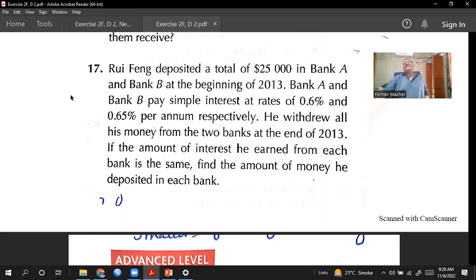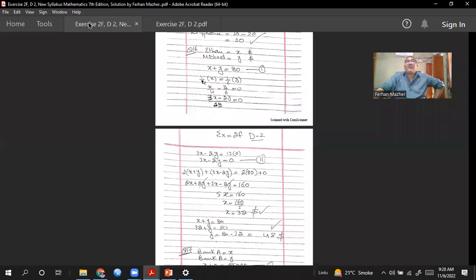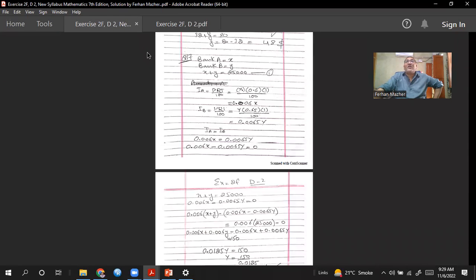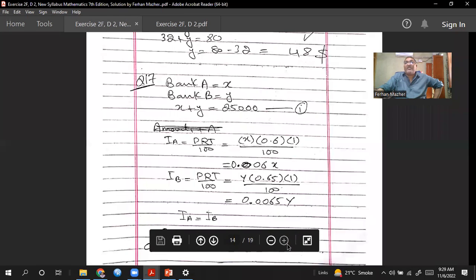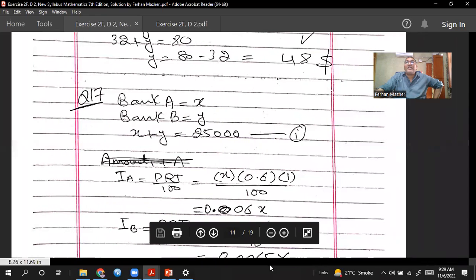Suppose the principal amount in bank A is X and the principal amount in bank B is Y. X plus Y is $25,000. The formula for simple interest is I equals PRT divided by 100. The rate of interest for bank A is 0.6%. The rate of interest for bank B is 0.65%. And the time is 1 year. At the end of 1 year, the interest in both banks was the same. So we are going to solve them. The solution is coming up on your screen, and here we go.